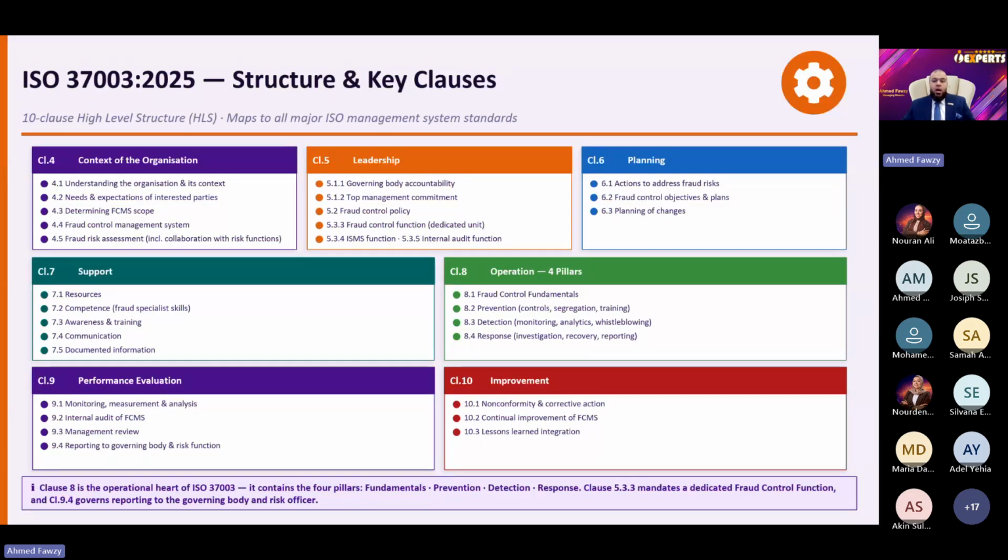In addition to that, remember that a lot of regulators nowadays are enforcing the banking sector and others to follow specific requirements. For example, here in Egypt, the Central Bank of Egypt asked all the banks to have a fraud management system and to establish a fraud department that reports to the CRO.